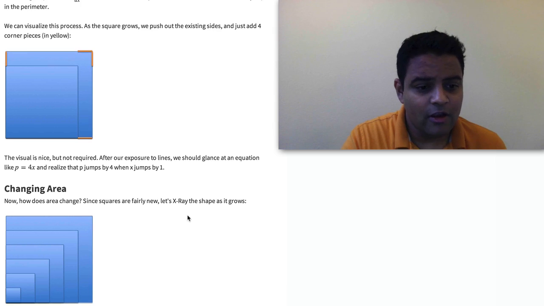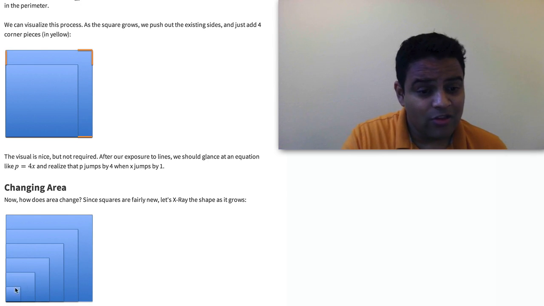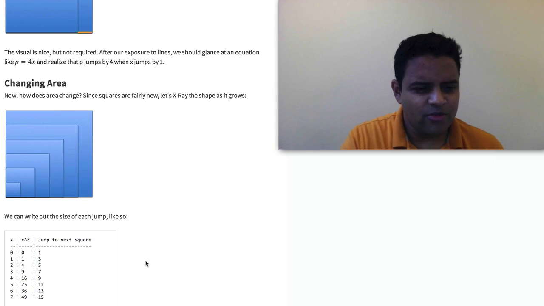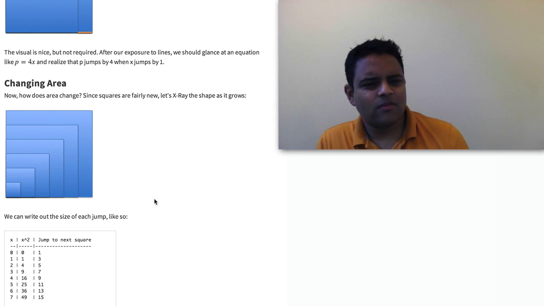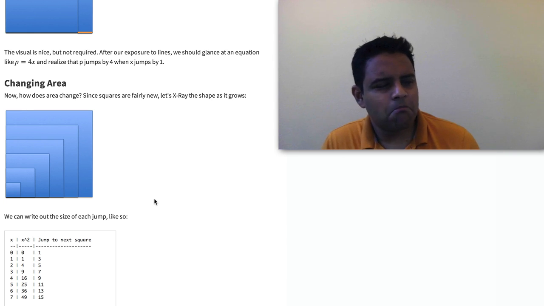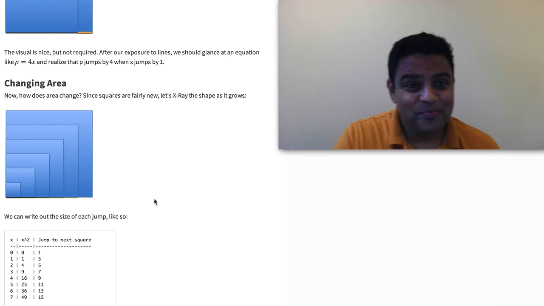Now how about the area? Well, you can take a look here. We can x-ray the growth of the area, and we get this pattern. What's neat is that the pattern seems to be following the odd numbers, because the first square is 1. The second slice that we take is 3: 1, 2, 3. The next slice is 5. The next slice is 7. That's pretty interesting. And why is that happening? I'm not sure. Think about it for a second or a minute. You can pause it if you like.